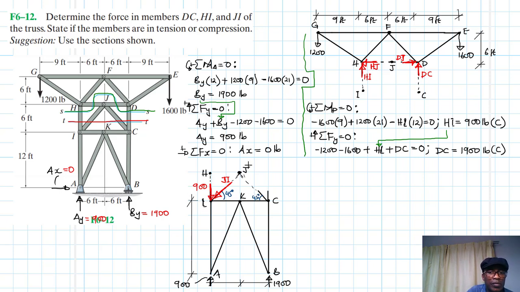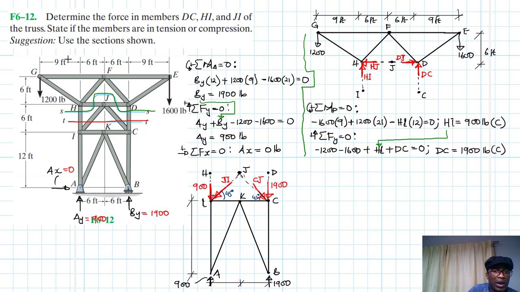Alright, this one here also we already found. This is DC. If we remember, we found this point goes up to somewhere there, that point is D. And we found this value here as DC equal to 1900. And then let's assume this one also to be in compression. This one here we can call CJ.